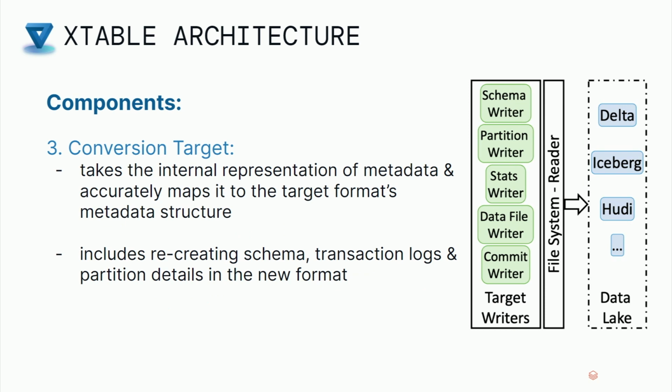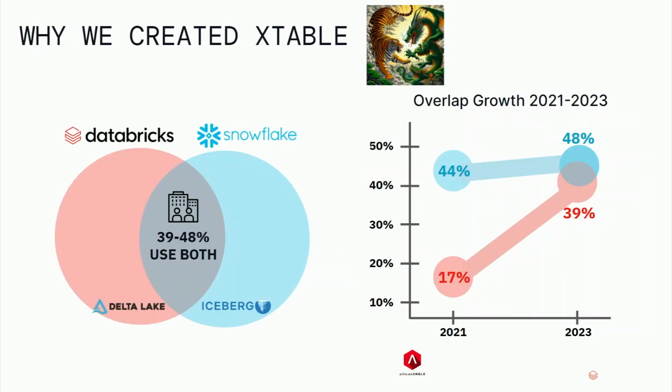The final part is the conversion target, which is like a mirror of the source reader. In the core logic part, we make a unified representation of what we gathered from the source part, and that's what it writes back in the target part. This includes recreating the schema, transaction logs, partition details, and statistical information in the new metadata format.